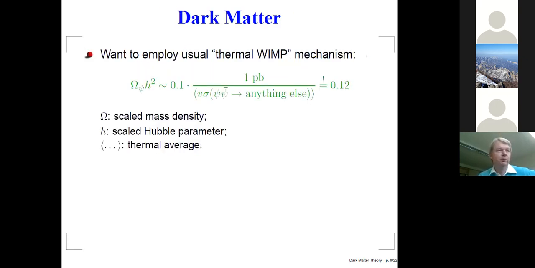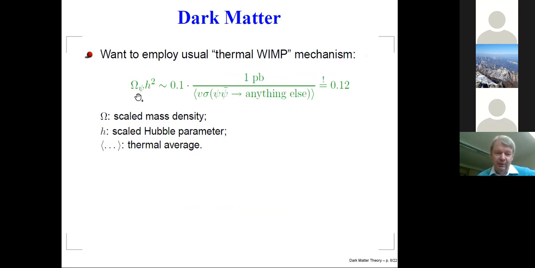Okay, those were the strongest current constraints on just the gauge part of the model. Now let's look at dark matter. Here we don't want to do anything fancy. We just want to employ the usual thermal WIMP mechanism, where our dark matter particle was in thermal equilibrium in the early universe, and then eventually decoupled as the universe expanded. You've probably all seen this many times.